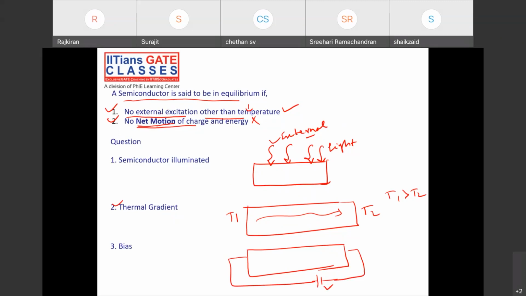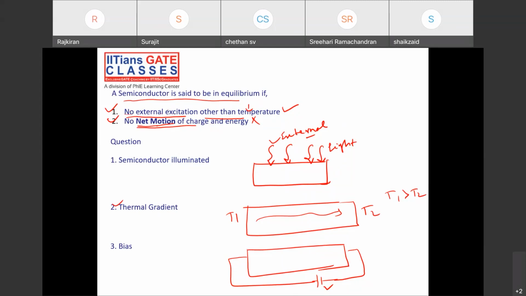Also non-equilibrium, sir, because one is at 0 volt and one is at V volts. So there will be net motion, it won't be 0. But why are we jumping to the second? First thing is, what is the first criteria? There should be no external excitation, external electric field. Yes, sir, electric field. So that is why you should go step by step.